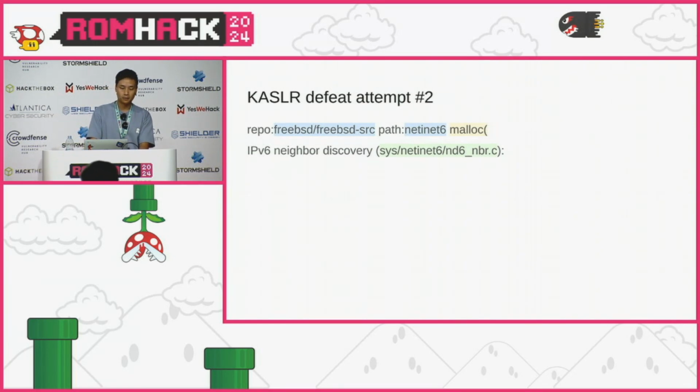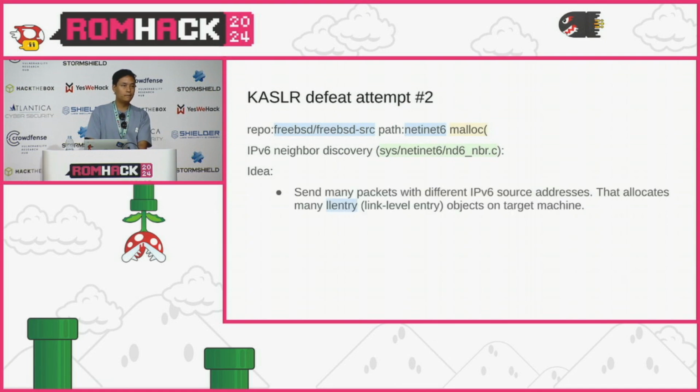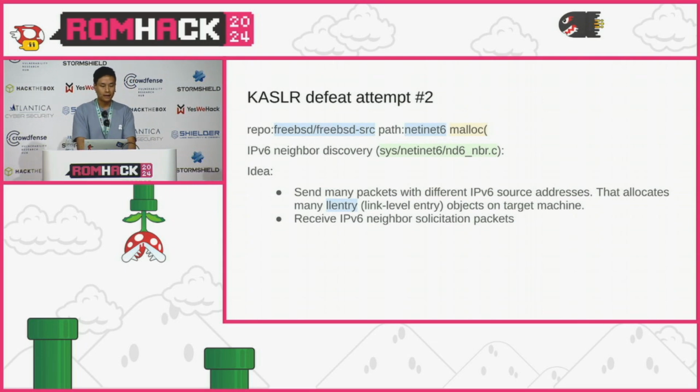The idea is we send many packets with different IPv6 source addresses, and that will trigger a lot of allocations of LL entry objects on the target machine, on the PS4. Here, LL entry stands for link level entry, and that's basically an item in the neighbor cache. Then we receive lots of solicitation messages from the target machine, because it doesn't know any of those IP addresses. We reply to all of them with advertisement packets in order to keep the entries in the reachable state, so they will have a TTL of 24 hours and stay in the hash list.